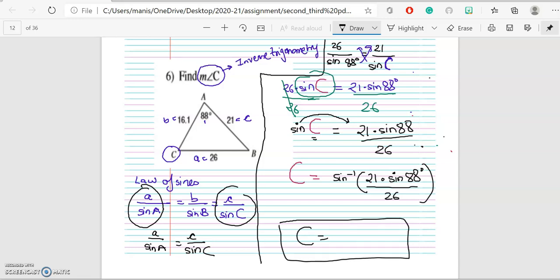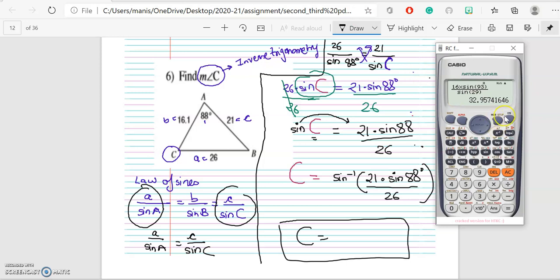So let's bring our calculator over here. You have to pay proper attention when you are doing this problem. So first of all, it is sine inverse. So you press shift and this button sine and take the fraction. 21 times sine 88. Now look over here, I have this one parenthesis open. I close this parenthesis and I will go down over here. Now keep okay, and this says 26.